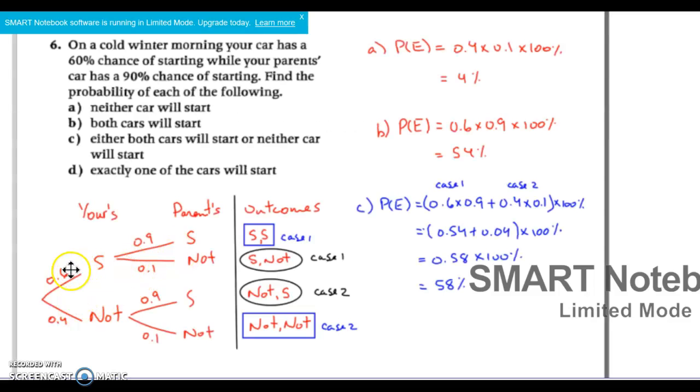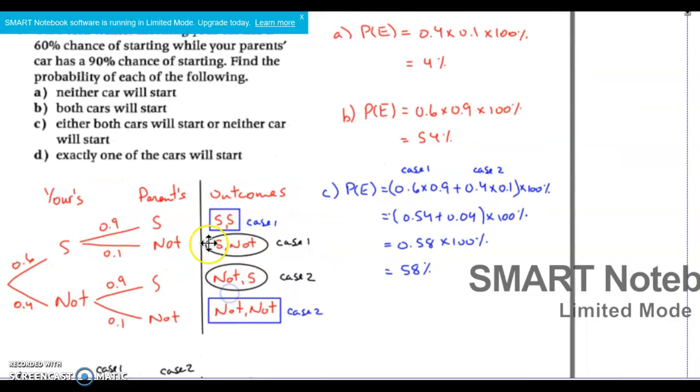This one here, you draw a tree, 60% and 40%, so 60% chance of your car starting, 90% chance of your parents' car starting. You draw a tree, and then you follow the cases through. And then when you want the probability of something happening, you're going to multiply. So for example, when I look at B, both cars will start, that's SS.